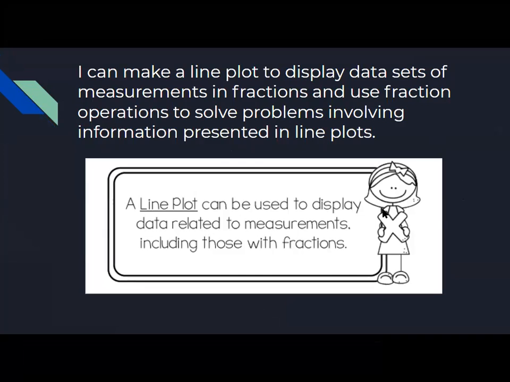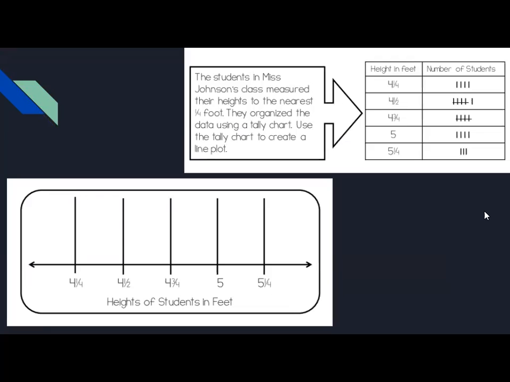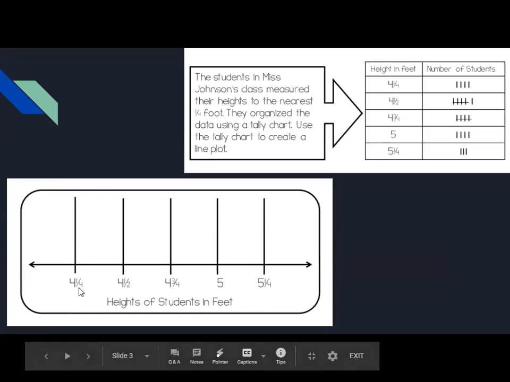And we see the little girl is holding an X right here. That's important because in our line plots, we use X's to display our data that we have to show. So if we look here, we have an example of a blank line plot. It's already labeled for us. It has a title, heights of students in feet. It's important that they have titles so that way we know the data that we're looking at. And it's broken down into fourths. We have 4 1/4, 4 1/2, 4 3/4, 5, and 5 1/4.